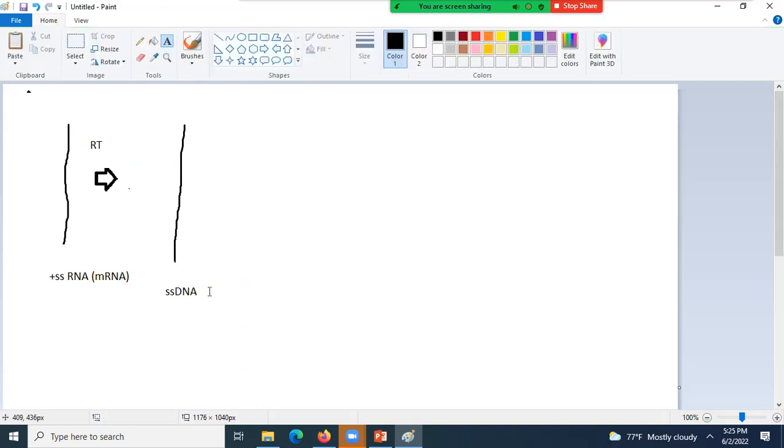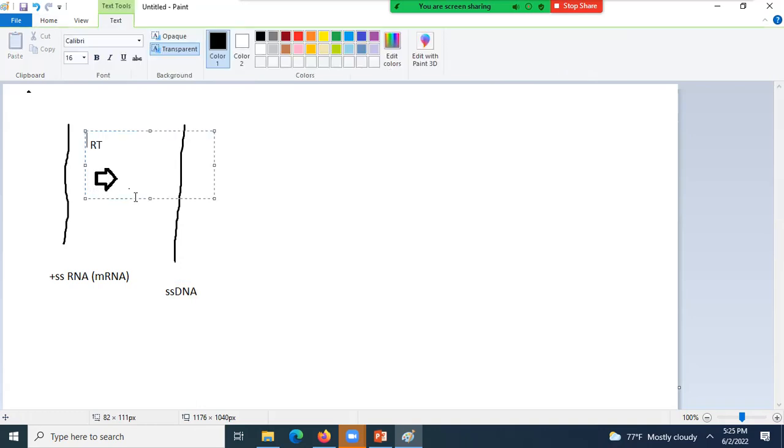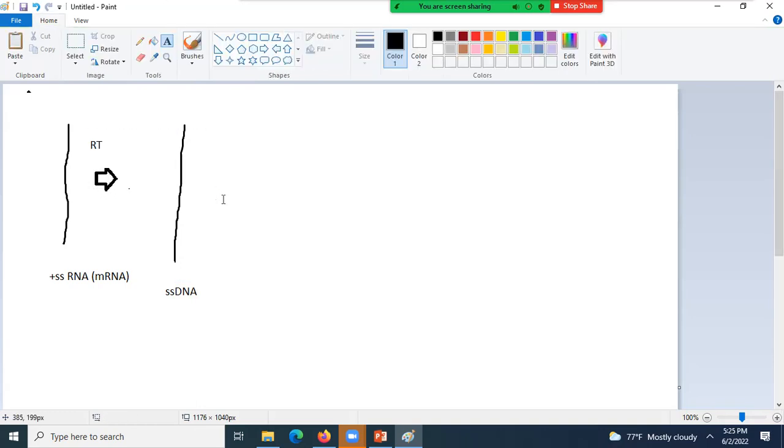And then the reverse transcriptase, let's see if I can copy this. Oh, I didn't get the RT.